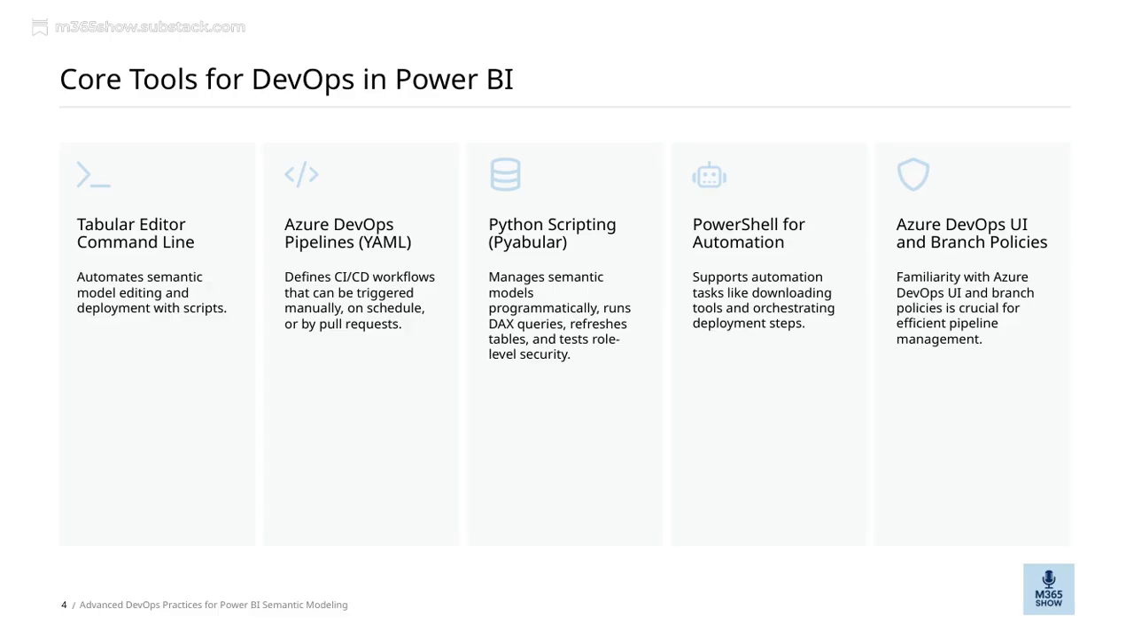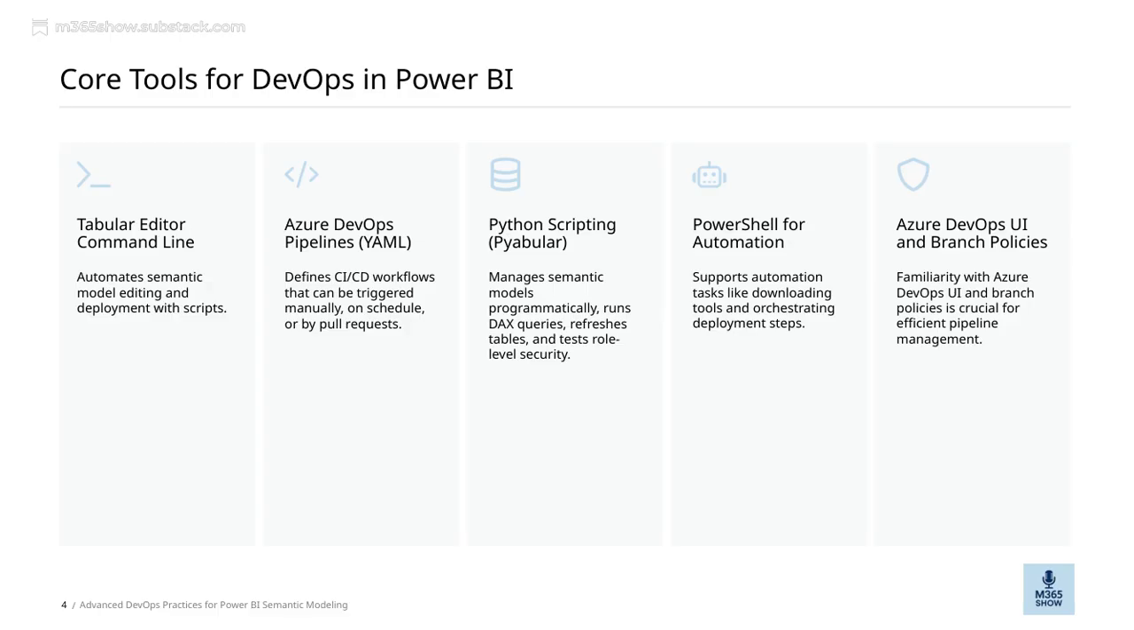PowerShell plays a key role here, as it allows you to automate many processes, like managing your semantic models, running DAX queries, refreshing tables, and even testing role-level security to streamline your workflow. Python scripting, especially with tools like PyAbular, helps define your CI/CD workflows, which can be triggered in different ways, either manually, on a schedule, or automatically by pull requests. This flexibility makes your deployment process more robust and responsive.